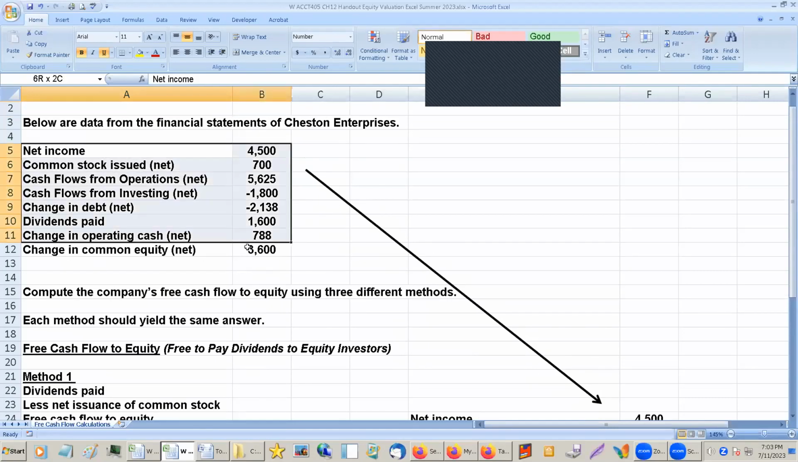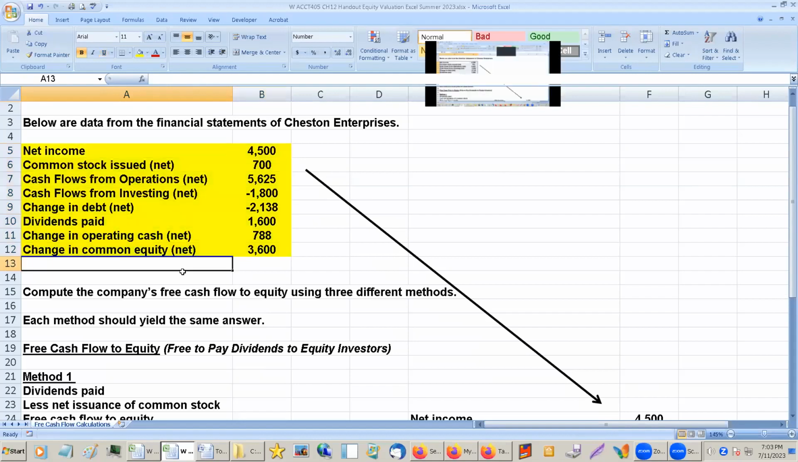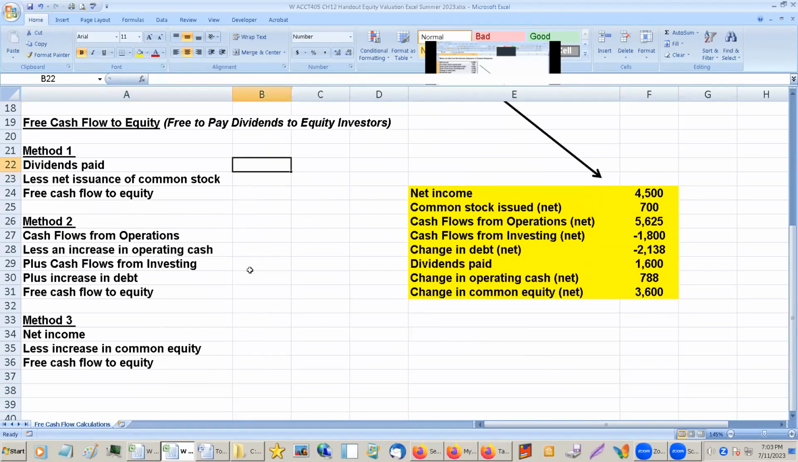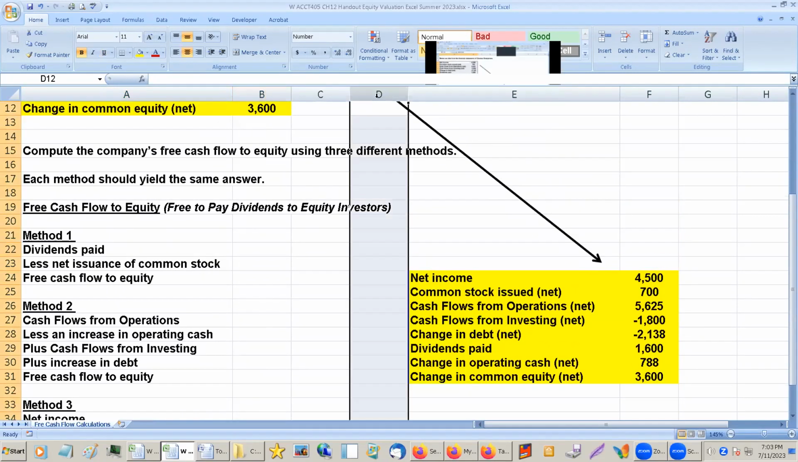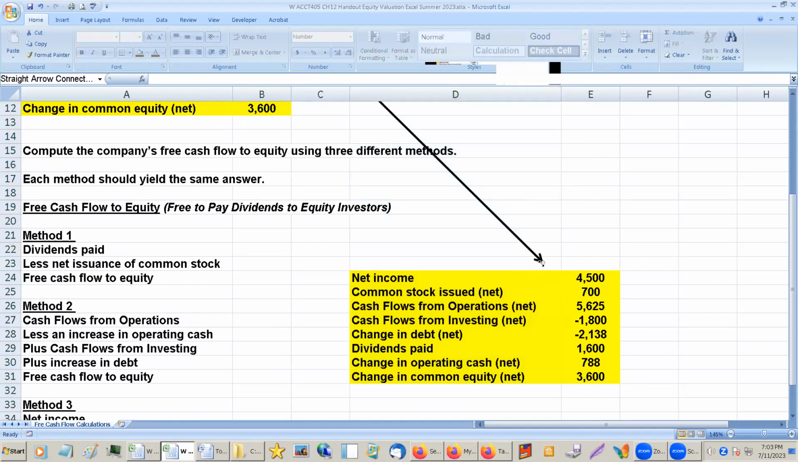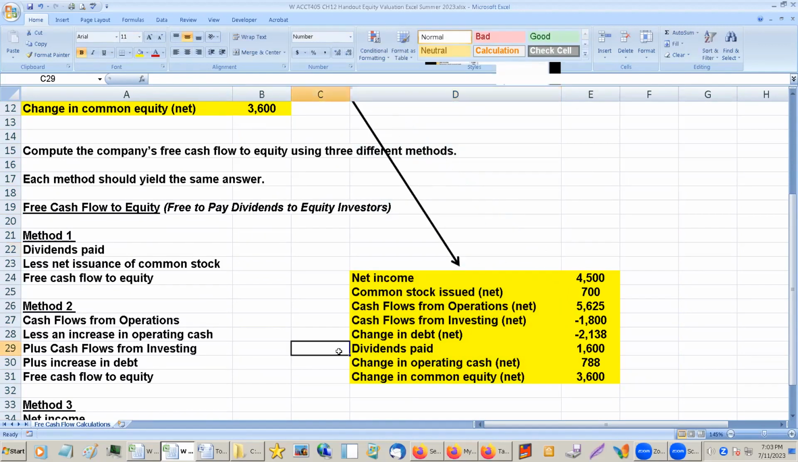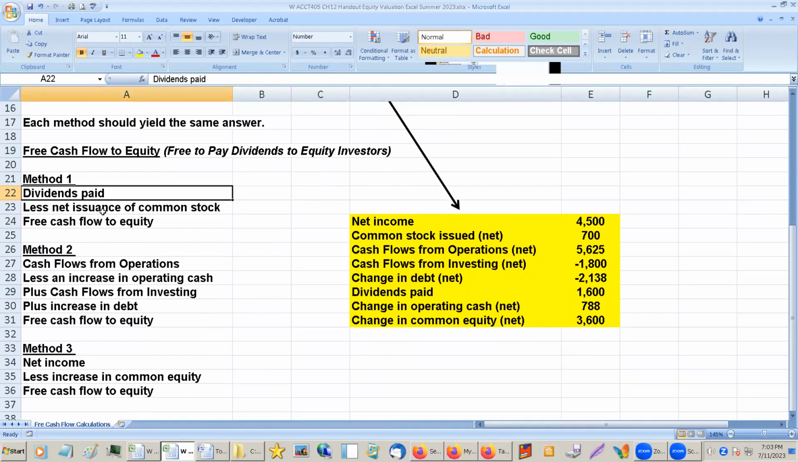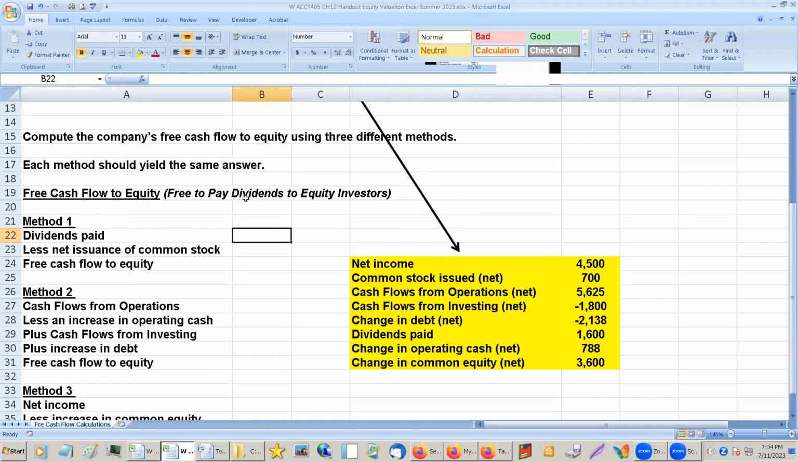Okay, so what I'm going to do is take all this data and move it down here. Tighten it up a little bit. Okay, so this data is exactly the same as this, and this is some of the data that we need to put into our formulas over here. There are 3 different methods, and they should give you exactly the same amount.